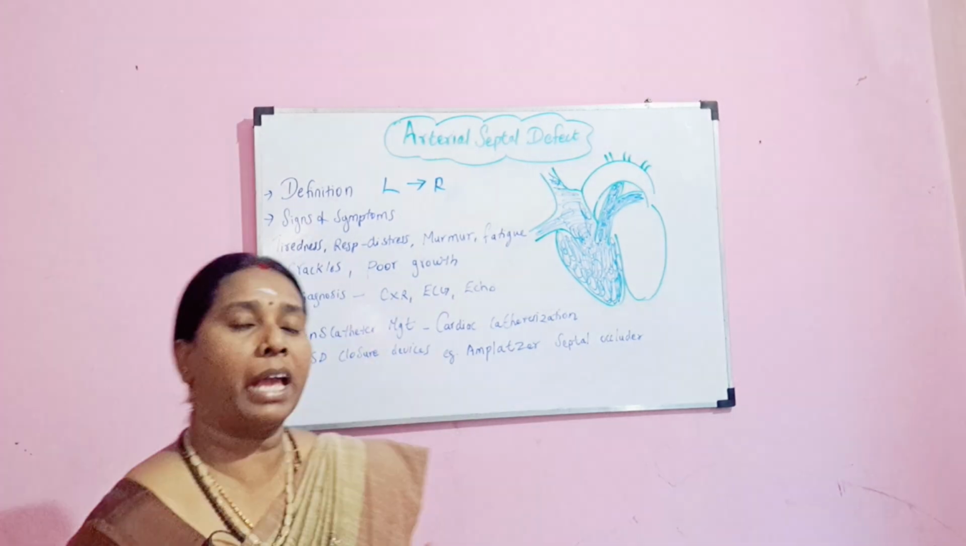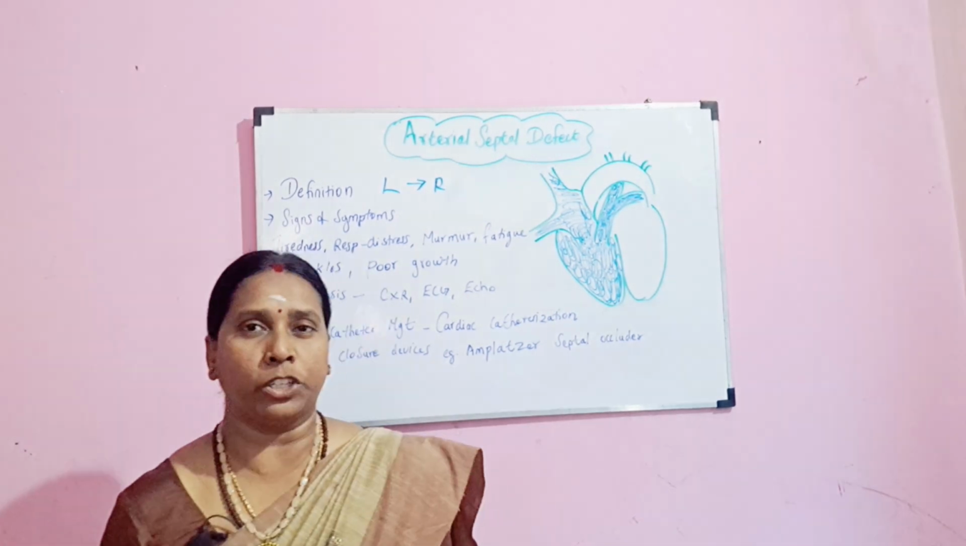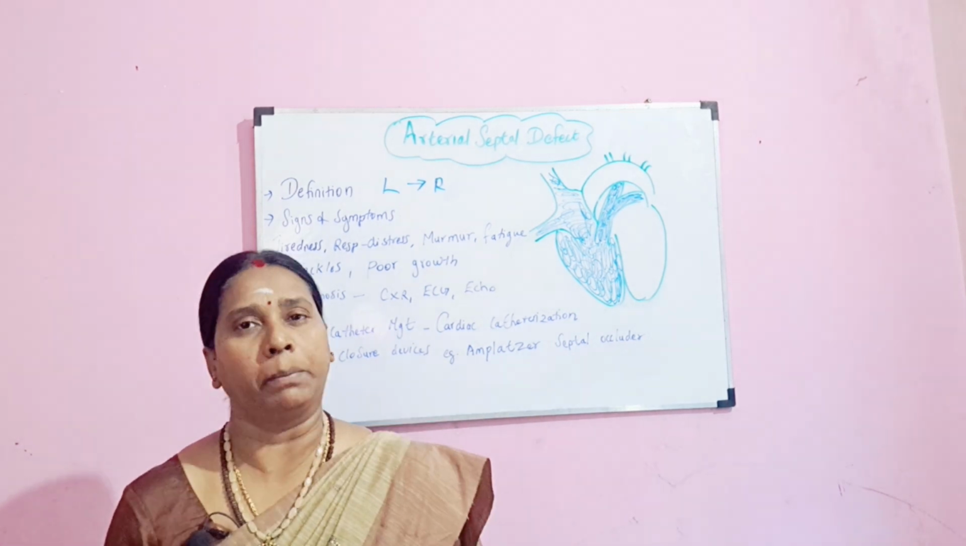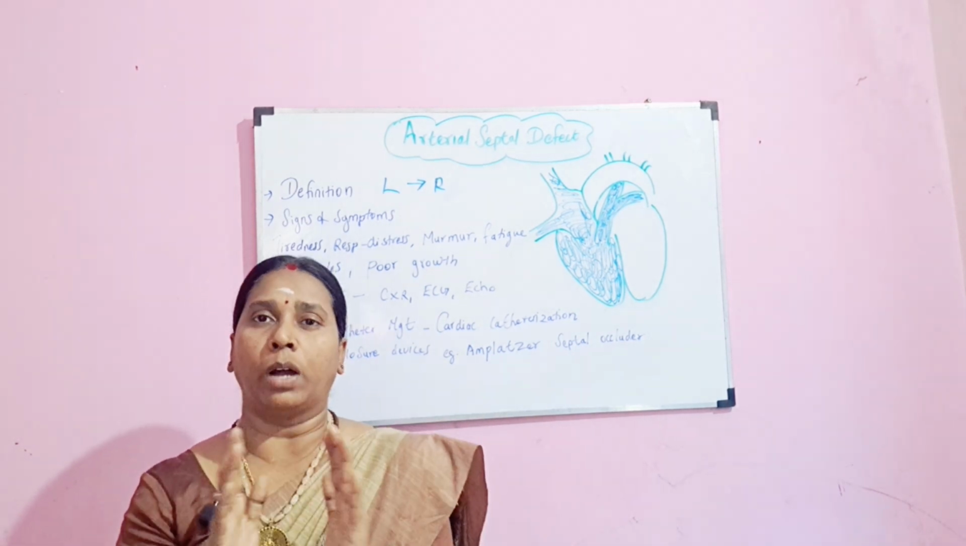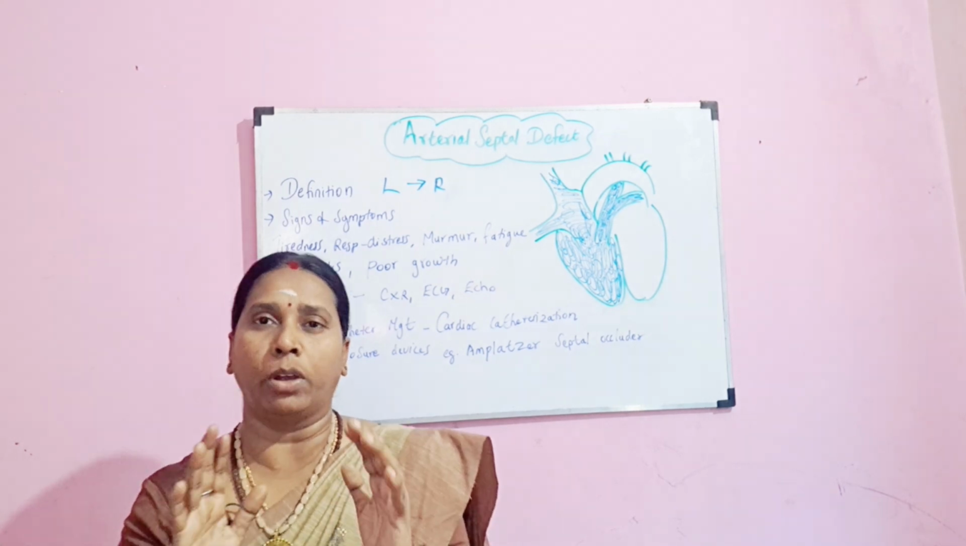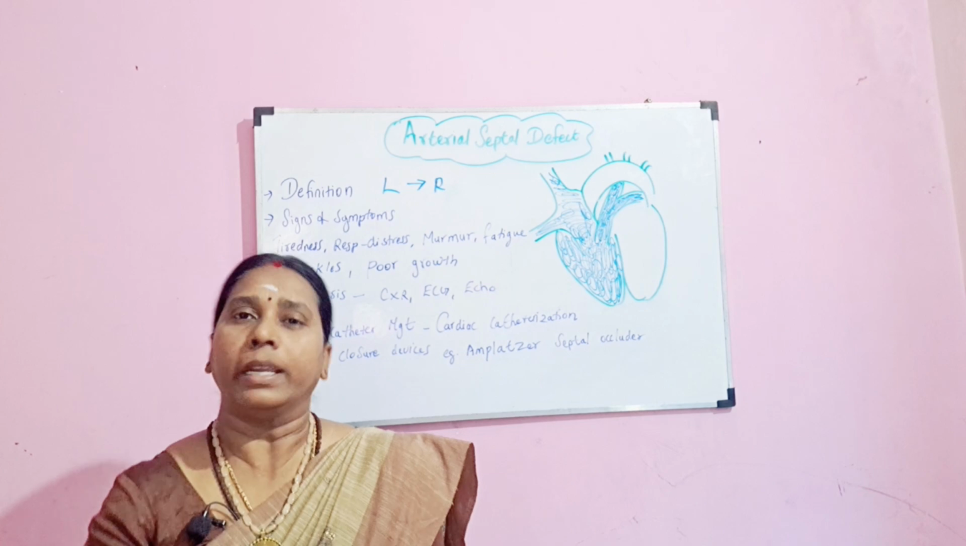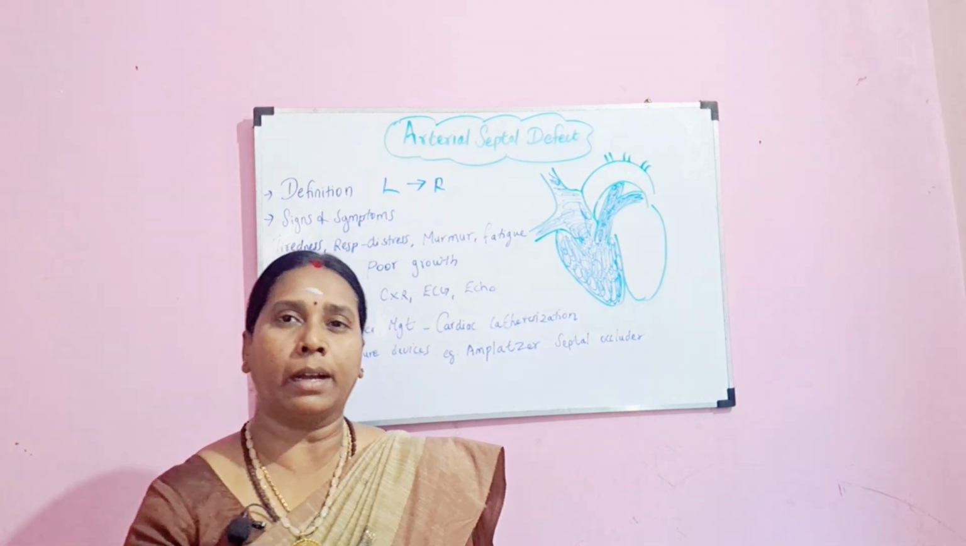And then the management is your transcatheter management, where you place an occluder in the area of the shunt and you close the shunt permanently. Okay, so I think you have understood atrial septal defect and the management for the atrial septal defect. In case you have any doubts, kindly comment in the comment box.